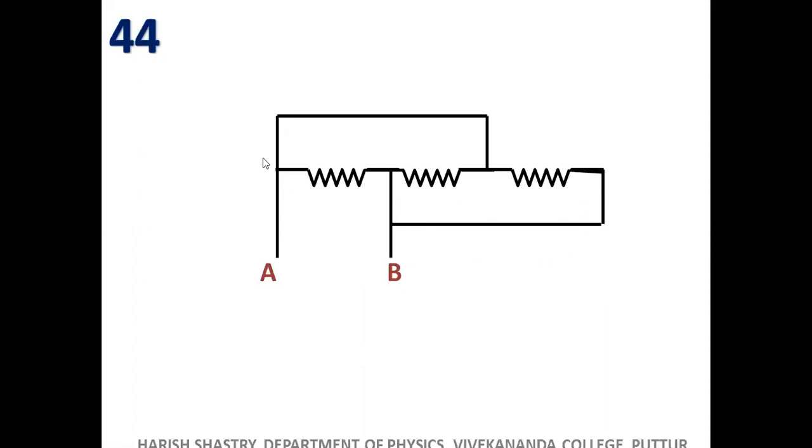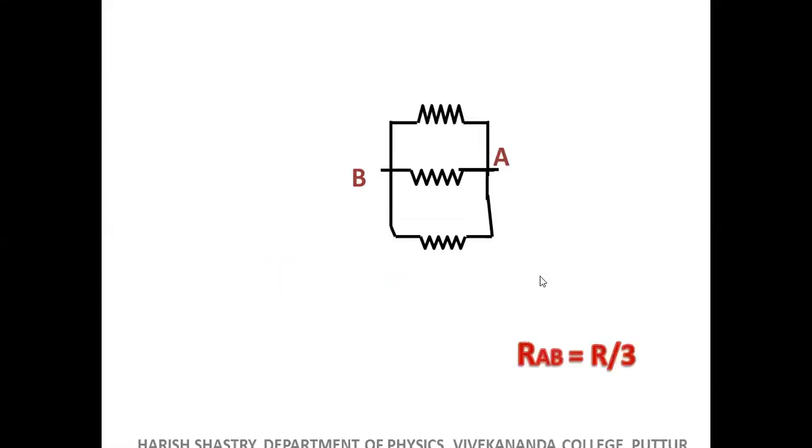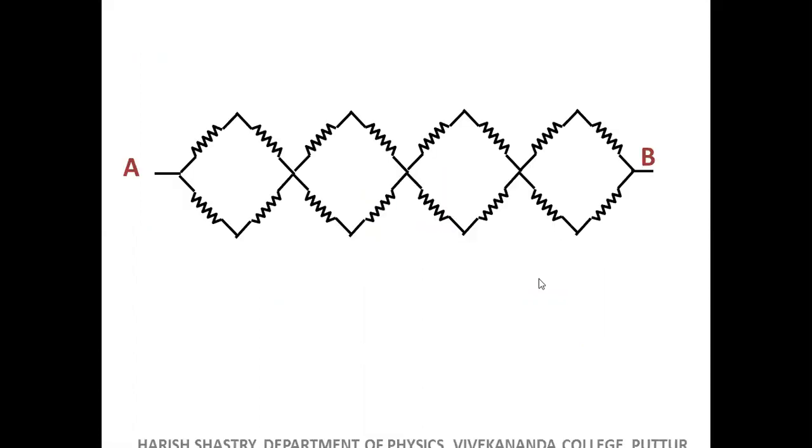This one must be taken to A. Then parallel. That's all. So like this and this one like this. R by 3. What about the 45th one?